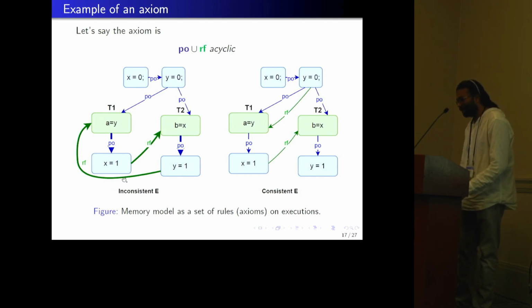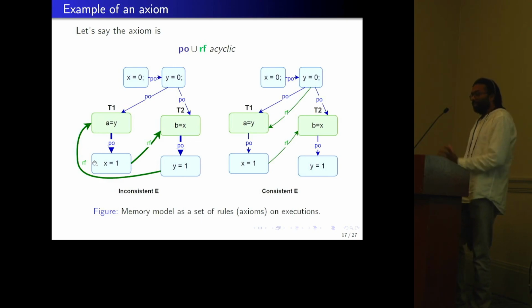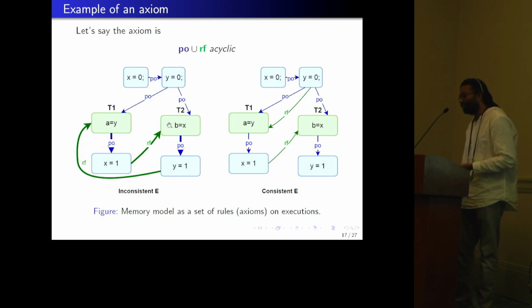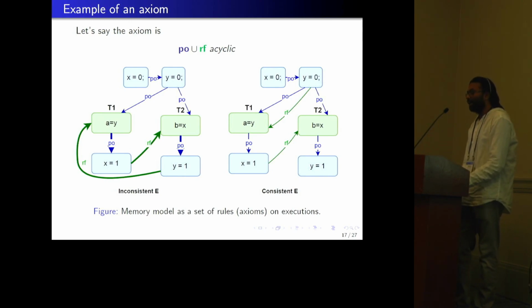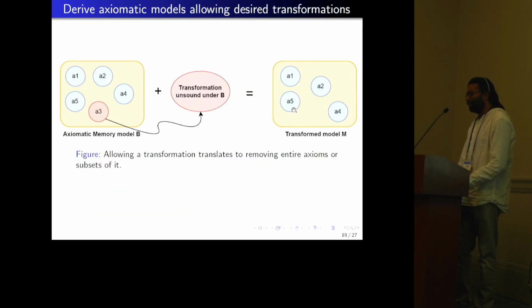Don't be too scared of these diagrams, but PO is simply syntactic order. RF is, let's say, B equals 1, then that means it's coming from X equals 1, so we have this edge. So our programs or program executions are viewed as these graphs, and our axioms are of this form, where let's say PO and RF edges together should not have any cycles. So if this is our memory model, then this is inconsistent under such a memory model, and this is a consistent execution. So we use such axiomatic models.